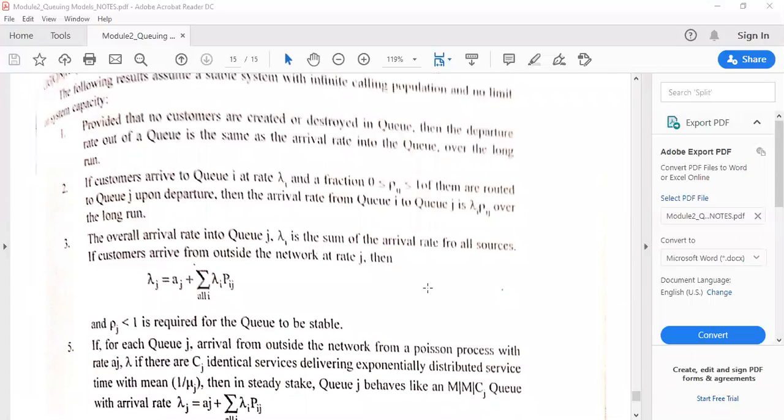This completes your queuing models, which is the second half of your second module. Thank you.